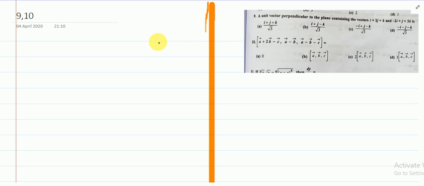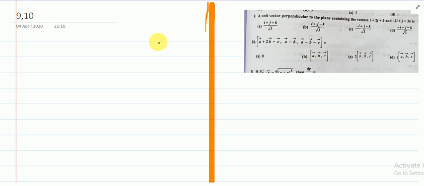Next, question number 9. A unit vector perpendicular to the plane containing the vectors I cap plus 2 j cap plus k cap and minus 2 I cap plus j cap plus 3 k cap is. Okay, so actually a vector perpendicular to both of the vectors is given by the cross product. This will be a very lengthy problem if you use the traditional method, because you need to find A cross B using determinants, then find the unit vector of that. But I will use a technique for this problem.